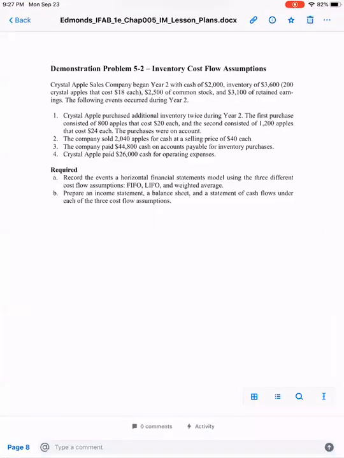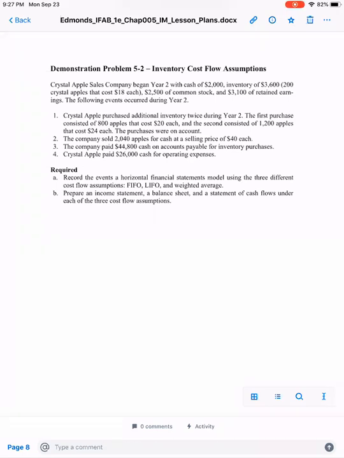Crystal Apple Sales Company began year 2 with cash of $2,000, inventory of $3,600, 200 crystal apples that cost $18 each, 2,500 of common stock, and 3,100 of retained earnings. The following events happened during year 2. So we see that Crystal Apple purchased additional inventory during the year a couple times. They sold some apples. They paid cash for their inventory purchases, and they paid cash for operating expenses.